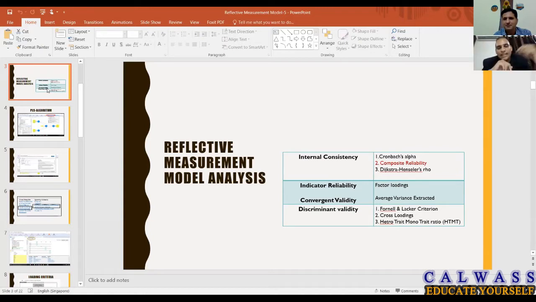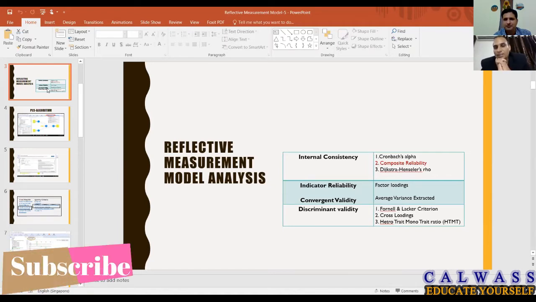If a person is marking strongly agree on one item, strongly disagree on the second, again strongly agree on the third and strongly disagree on the next, there is a pattern in the data showing that the respondent has not read the items. That data is useless as well. So data should be internally consistent. The responses should be consistent. We measure it through alpha, CR, or Henseler's rho.